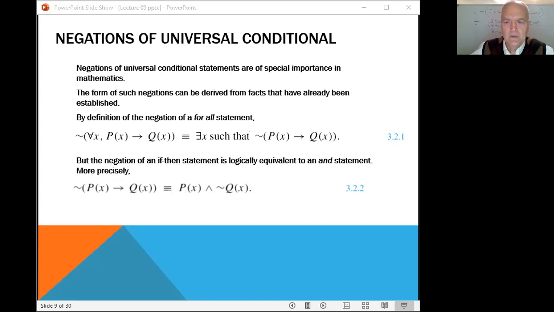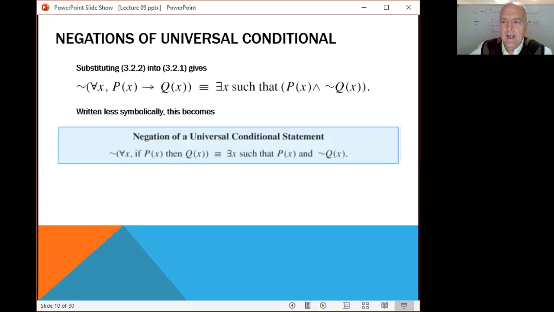So we can substitute that into our statement, and we get another logical equivalence: the negation of "for all X, if P of X is true, then Q of X is true" is also logically equivalent to the existential statement, there exists at least one X such that P of X is true and not Q of X is true.